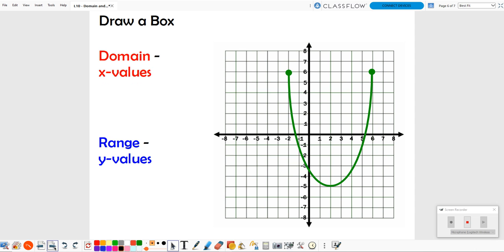And even if you have kind of a curvy shape, this one's called a parabola here, we can still put a box around it. So when we draw our box, it's going to look like that. It goes all the way up to the top of that parabola, down to the bottom, left and right. And again, if you want to see what your domain would be, it's these two sides here.